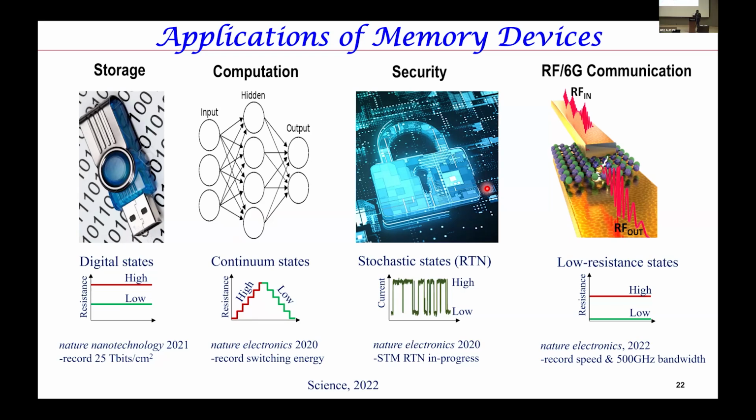You can use them for security because sometimes these states are not stable. You can operate them in a regime where it's metastable. So you can use that then as a source of entropy for random number generation. And so we have a paper coming out on this. We've published already on this as well.